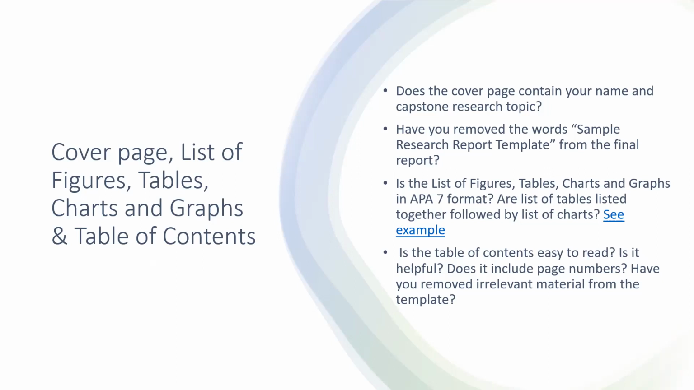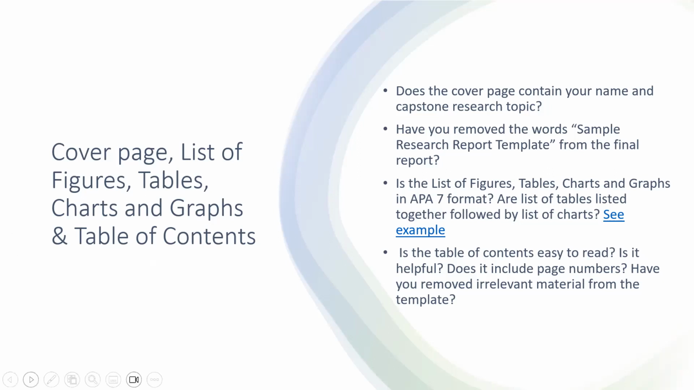Is your list of figures, tables, charts, and graphs in APA 7 format? Are the list of tables listed together, followed by a list of charts and embedded? I won't go in and show every example, but I've provided hyperlinks to every example that you'll be able to access yourself. Is your table of contents easy to read? Is it helpful? Does it include page numbers? Have you removed irrelevant material from the template? So that means that if I've given you instructions in the template, you want to remove that material.